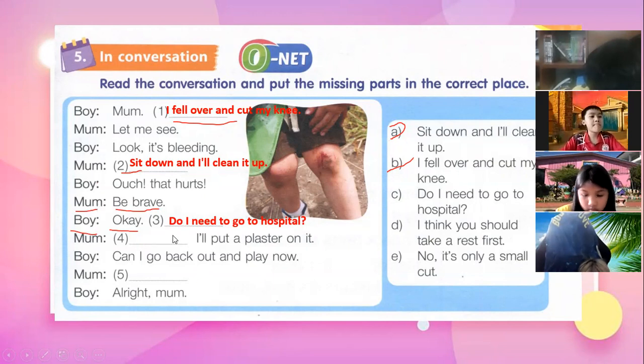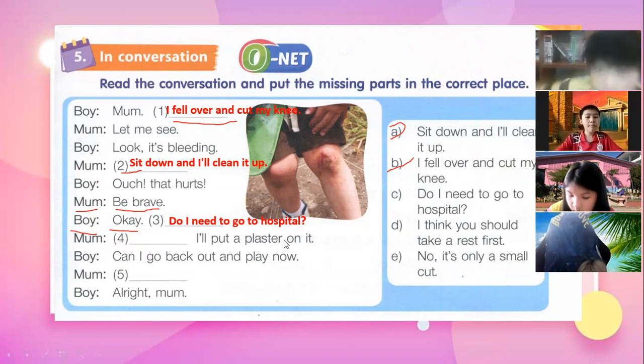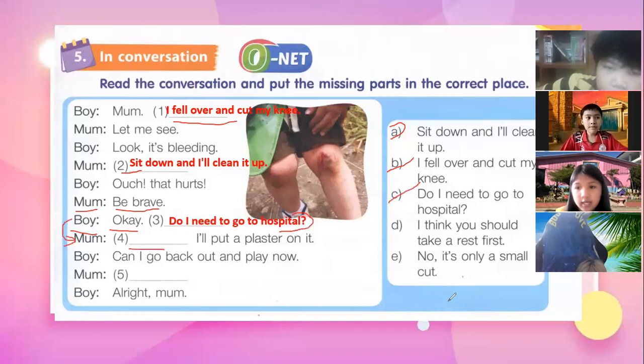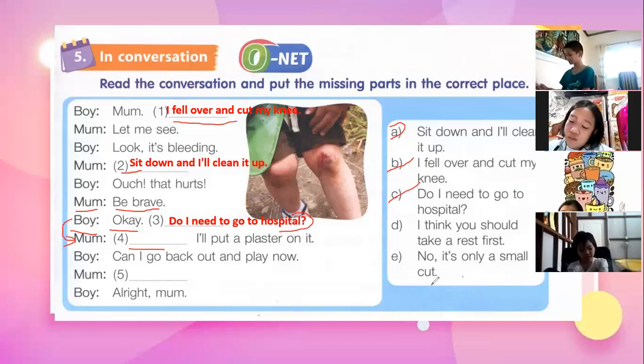As you can read, Mom says, be brave. The boy says, okay. Then the boy continues, asking her mother, do I need to go to hospital? The boy would like to know that. So the boy is asking a question. Asking from whom? Asking from Mom. So now we have to find the mother's reply. What will be the best sentence? Students, E. Very good. E.